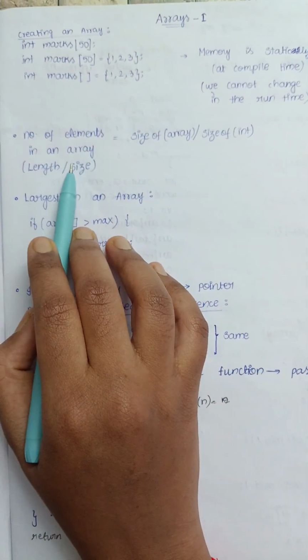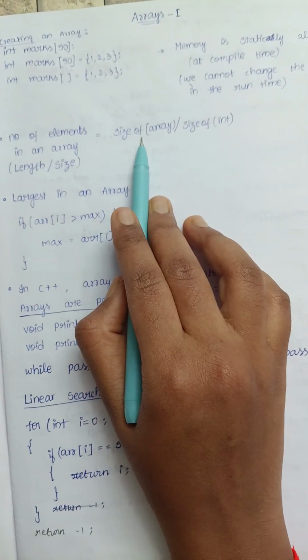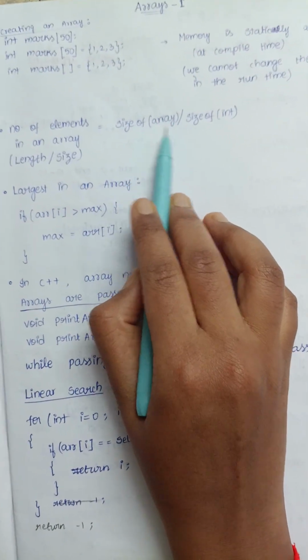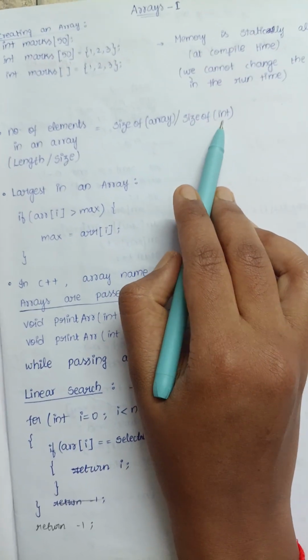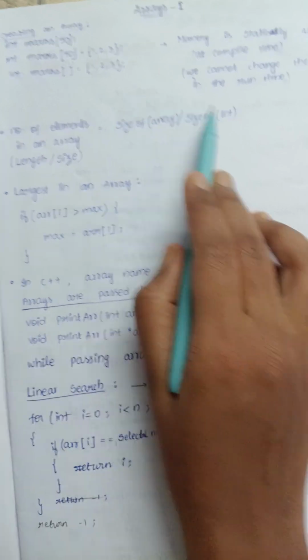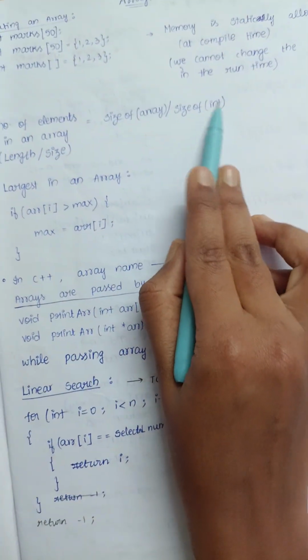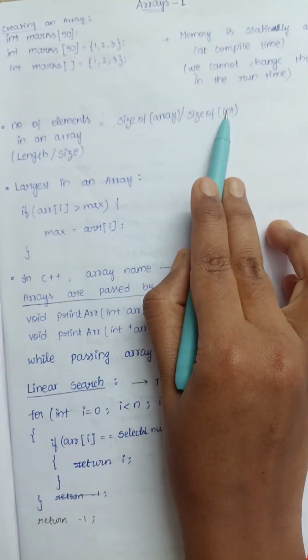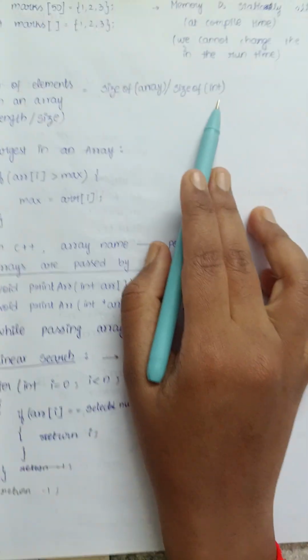Then how to find the number of elements in an array? The length or size of an array can be found using sizeof(array) divided by sizeof(integer). Here we write the array name, that is marks. Here we'll write the data type. Here it is integer. It might be float or char or some other thing also.